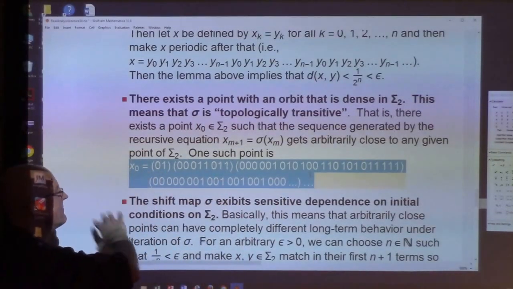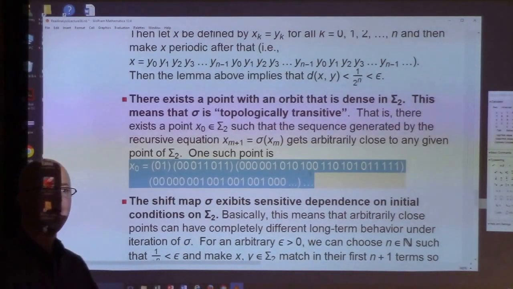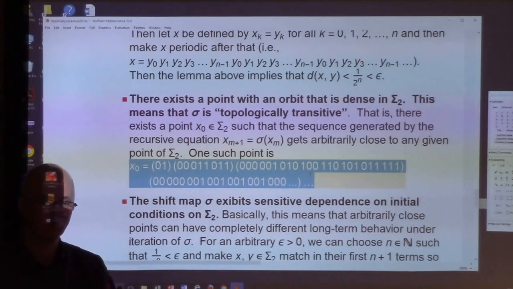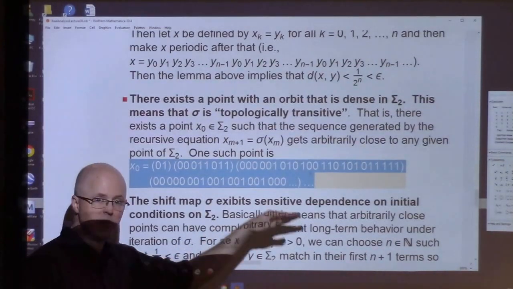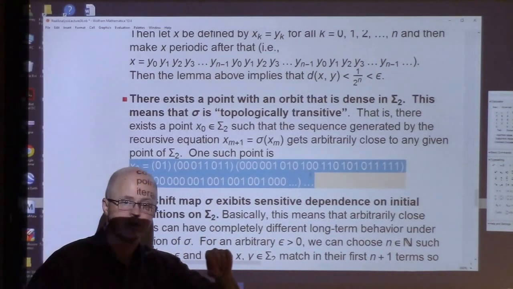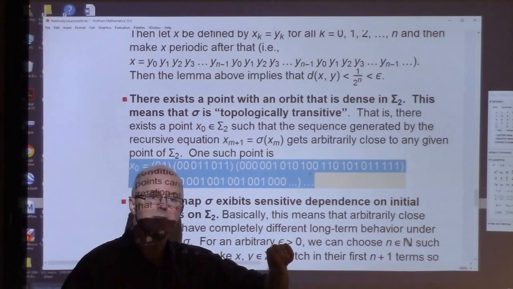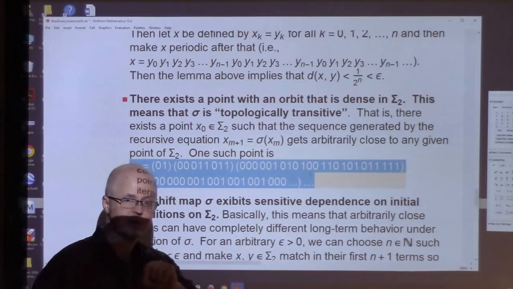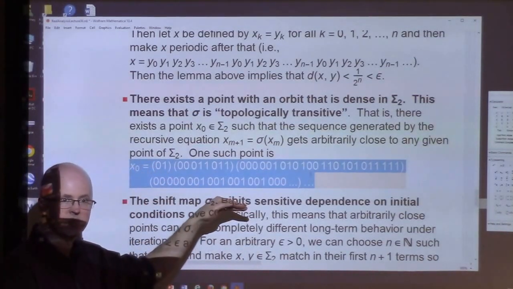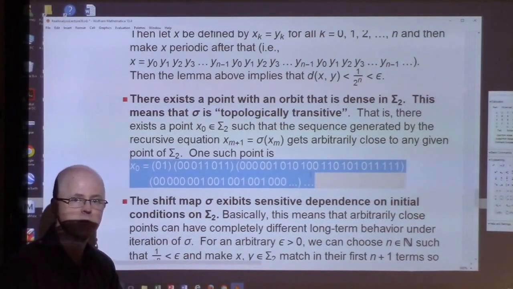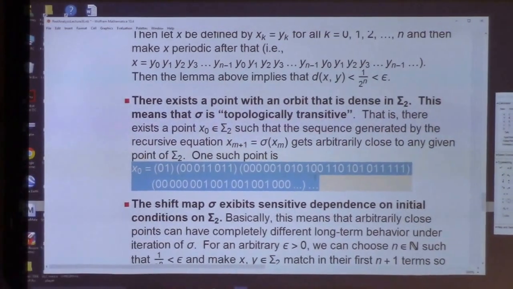If you think about this sequence and get rid of the parentheses, this sequence will get arbitrarily close to any given sequence. Because for any given sequence, say you want to be within 1 over 2 to the n of that sequence, somewhere in this sequence will be the first n plus 1 entries of your arbitrarily given sequence. Meaning after that number of iterations of the shift map, you are within 1 over 2 to the n of the arbitrarily given sequence. Best I can say in 30 seconds.